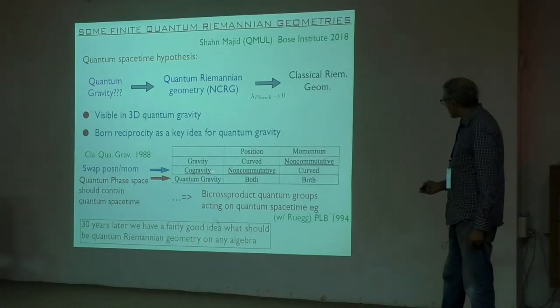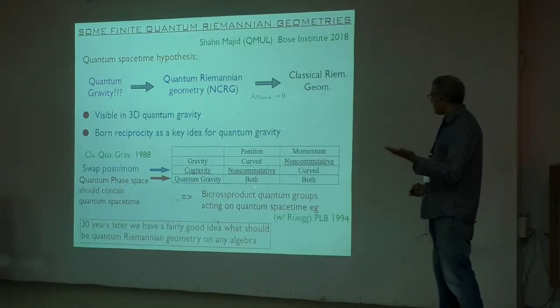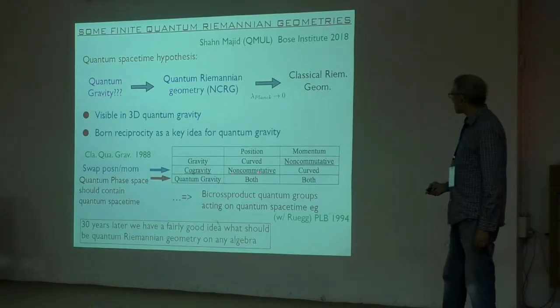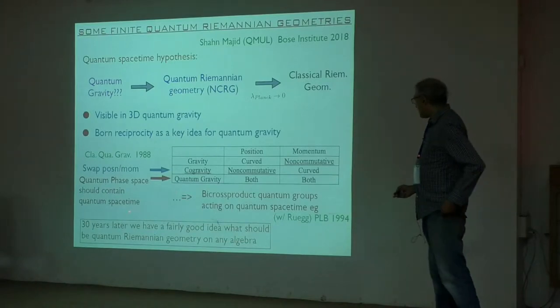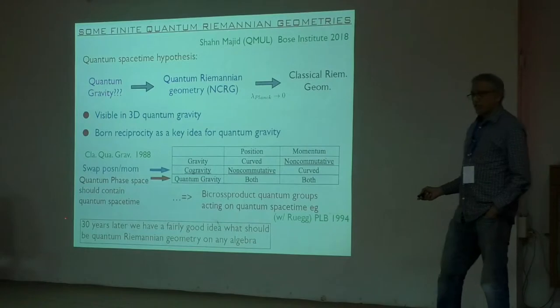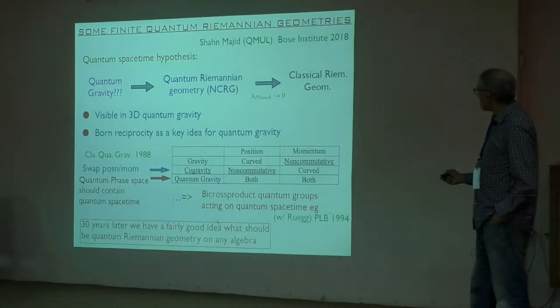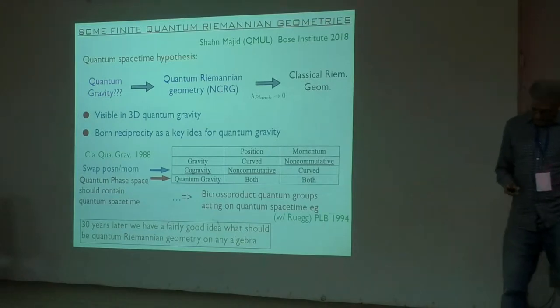And so for many years, this was an object of study. There are many models of flat quantum space-times, including this one with Rueg, which is quite well studied. But in fact, for quantum gravity, you want both position and momentum to be curved. So that means you want both curvature of space-time, which is gravity, and non-commutativity of space-time, which is these quantum corrections, Planck scale corrections. So this is the kind of rationale behind the quantum space-time hypothesis. Though 30 years ago, we didn't have too much idea exactly what this meant, after many years of development, we do have a pretty good idea what is the mathematics of non-commutative Riemannian geometry. So that's what I'm going to tell you.